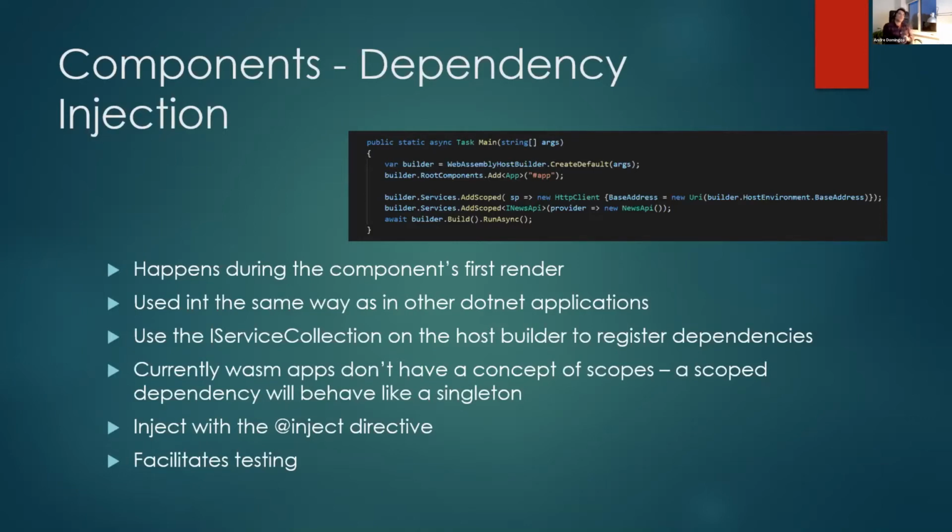So the way dependency injection happens in a component is it happens during the component's first render. What this means is when your component is created, it goes through a lifecycle. In the first step, the CLR creates the instance of the component, and immediately it injects the dependencies via property injection. So you can set up your dependencies in the program.cs using the service collection. You can see from the image that I'm registering the HTTP client here, and I'm also registering an API which implements INewsAPI. So you would inject your INewsAPI in your component if you wanted to render articles that are coming from this API. This is something I'll try to demo later.